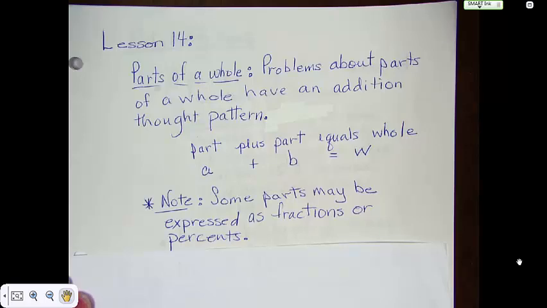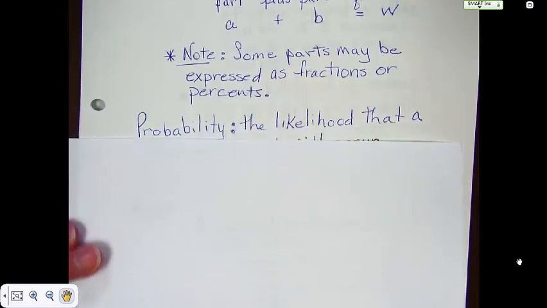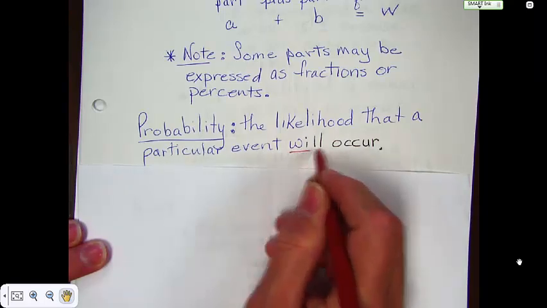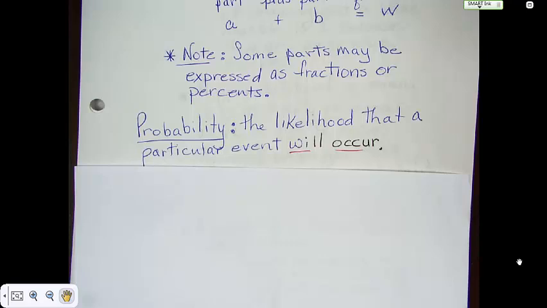Now, the other part of lesson 14 has to do with probability. We've probably done some things with probability over the last year, I'm sure. And there are some vocabulary words that go with it. Probability is the likelihood that a particular event will occur. Okay? And we figure probability, we either write it as a fraction or we write it with a decimal, or not a decimal, but a colon, or we actually write it as a percent.